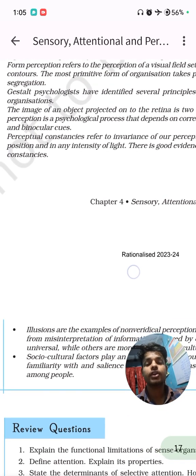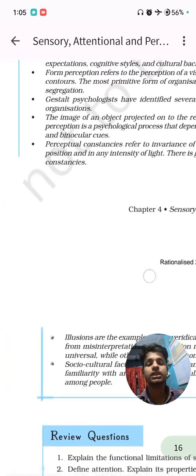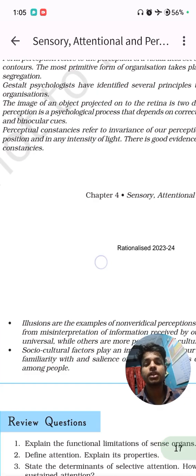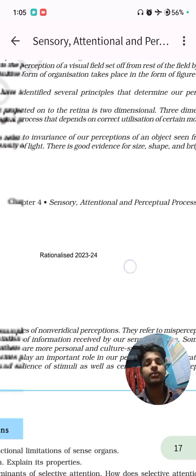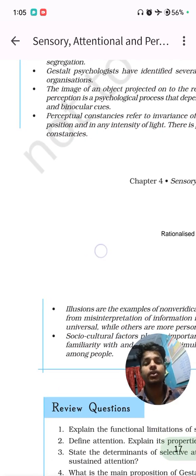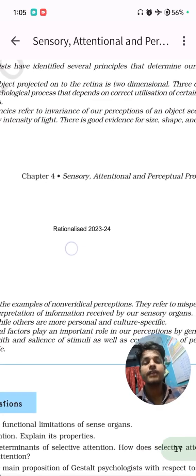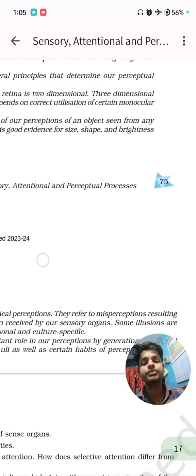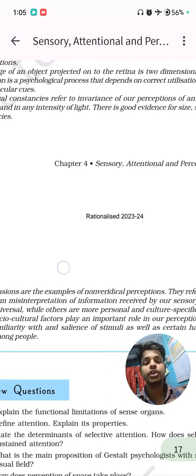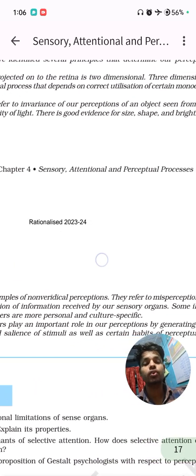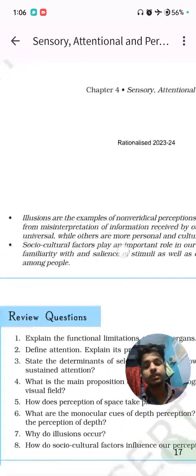The image of an object projected on the retina is two-dimensional, while the perceived object is three-dimensional. Perception is a psychological process that depends on the correct utilization of certain monocular and binocular cues. Perceptual constancy refers to an invariance of our perception of an object seen from any position and in any intensity of light. There is good evidence of size, shape, and brightness constancy.